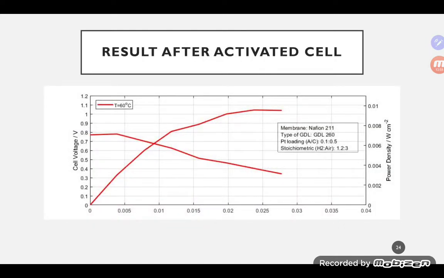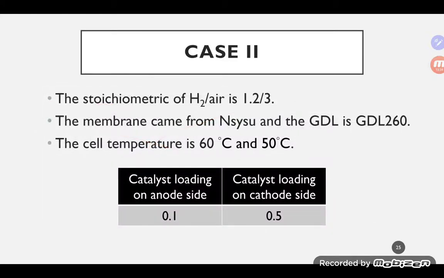Okay, and this is a result of the activated cell. So the left hand side of the graph is the cell voltage and the right hand side is power density, and the x-axis is the current density. As we expected, this result is not good enough to be applied with the machine or some device. So we tried again by changing the membrane from Nafion 211 to a membrane from NSYU.